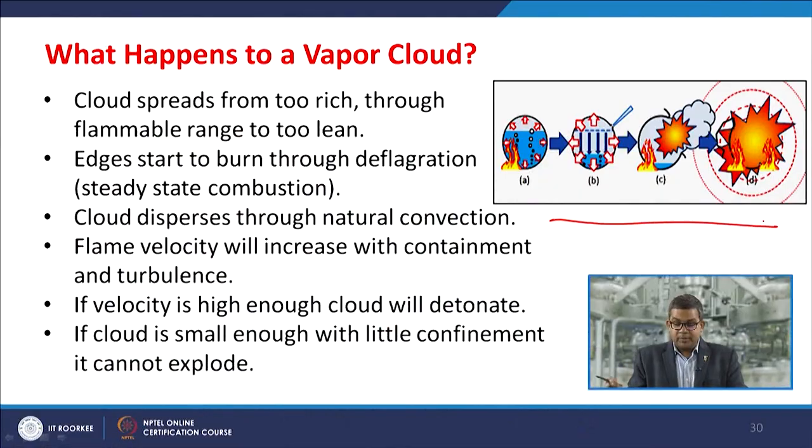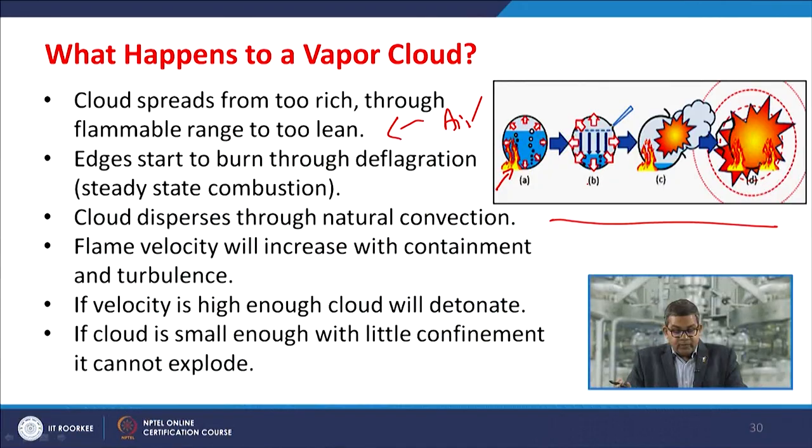Now, let us have a look at what happens to a vapor cloud. Simultaneously, you can have a look at this particular diagram. The cloud spreads from too rich through a flammable range to too lean, subject to the availability of air. First, the edges start to burn through deflagration, steady state combustion, and enough vapor is being generated and enough heat is being liberated. Now, this cloud disperses through natural convection because of heat generation. The density difference usually takes place, and this density difference leads to the natural convection of this dispersion.